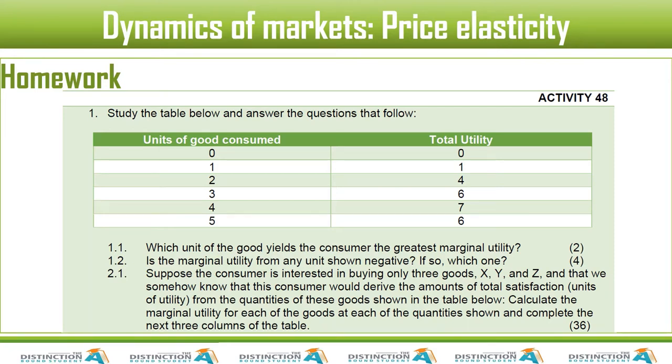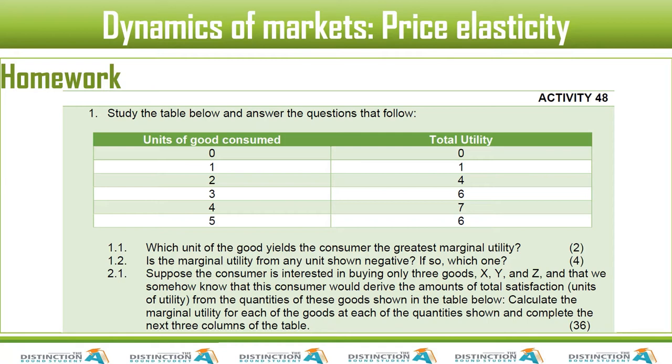So in this scenario, what we can see is that the consumer is going to consume 4 units of whatever good this is, because that is where he can maximize his total utility. And consuming good number 5 will not be recommended because that will decrease his total utility. He won't get any satisfaction. He'll actually get dissatisfaction. Right, so with that in mind, let's go to the questions.